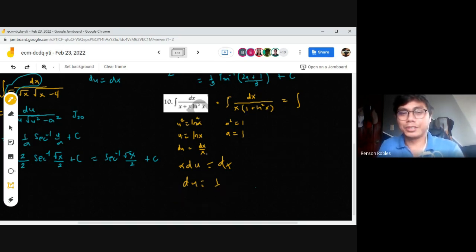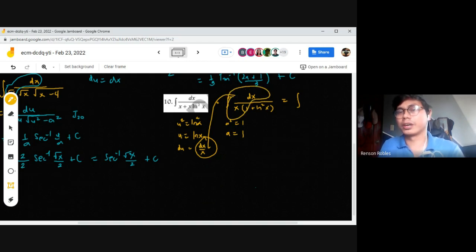Now, after you differentiate your u, you look on the given and then try to look for this. So you notice, ito yon. Okay? Kung halimbawa, may constant dito na 2, wala kayong makita doon na 2, saka nyo lang siya dadalhin doon. I hope you're getting my point.